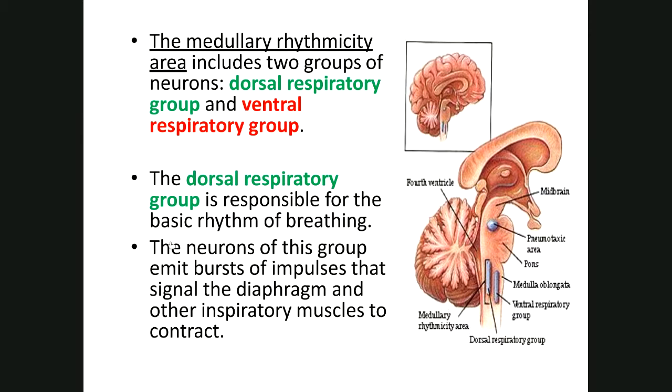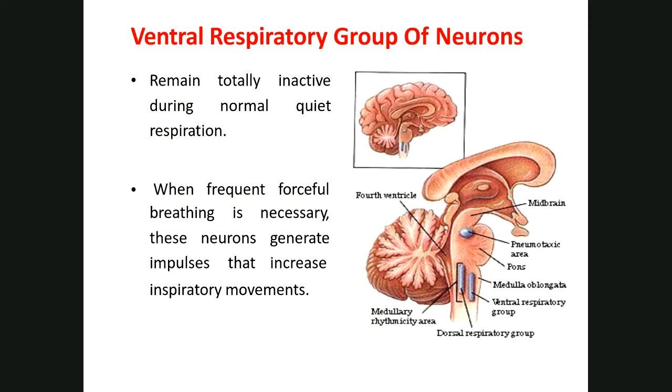So the neurons of this group will send the nerve impulses to the diaphragm and the external intercostalis muscle, while the ventral group remains totally inactive during normal quiet breathing. We don't use them in normal quiet breathing. When under stress, when frequent forceful breathing is required, then we start using the ventral group, which will start sending signals to inspiratory movements in addition to additional expiratory movements.